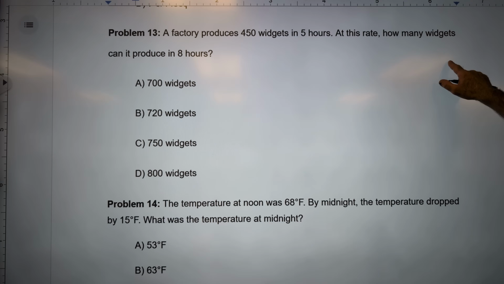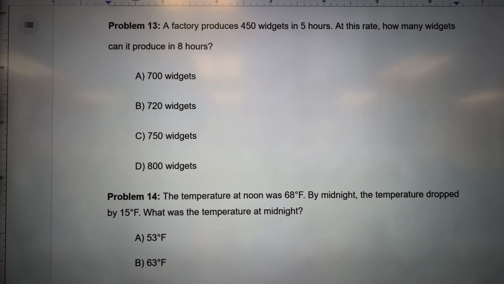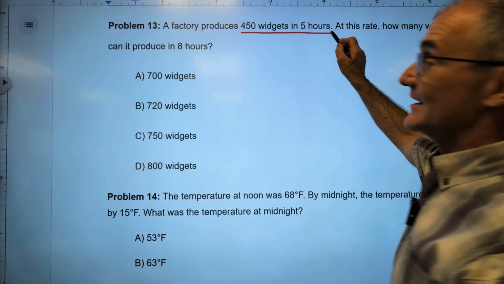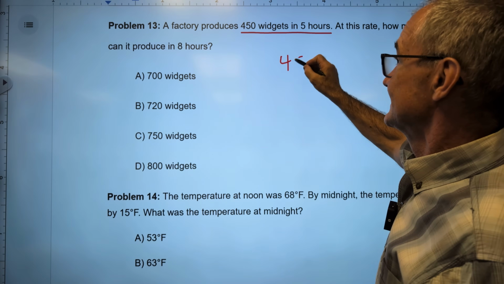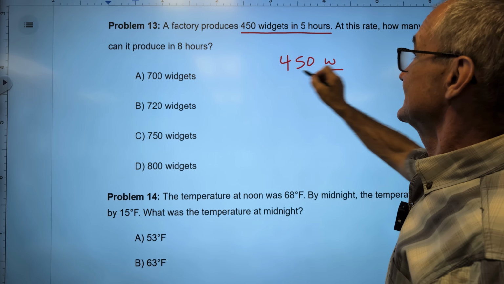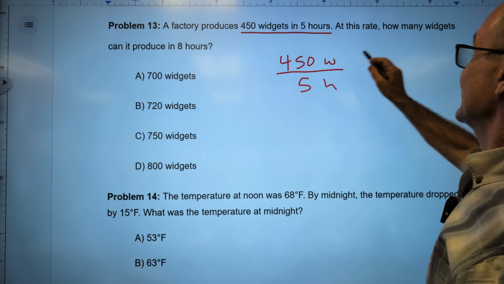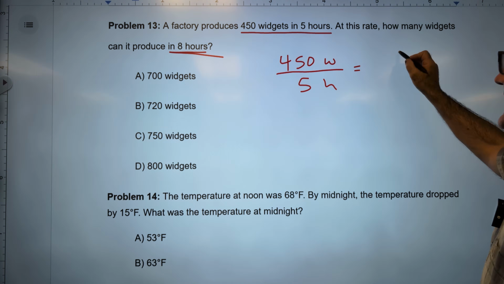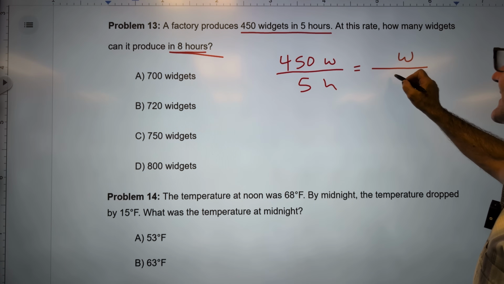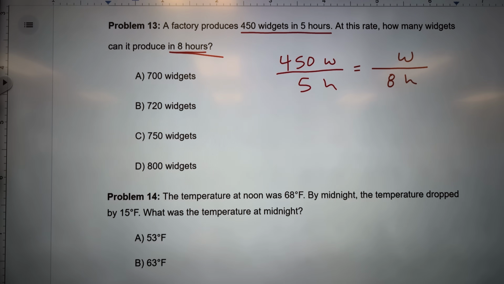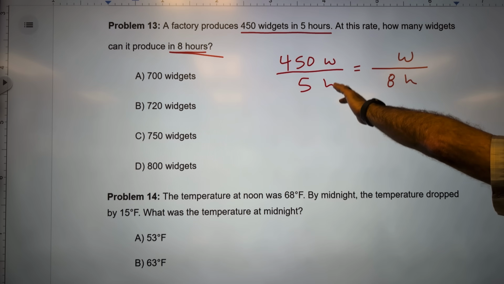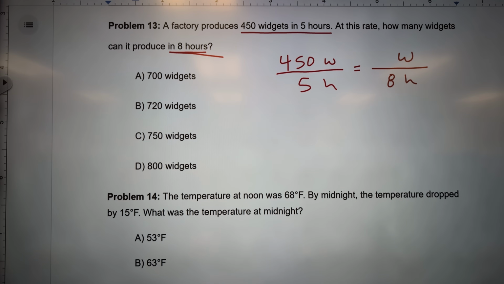Number 13. A factory produces 450 widgets in 5 hours. Hopefully you're recognizing that as a ratio, widgets in 5 hours. At this rate, how many widgets in 8 hours? So it's going to be equal to how many of these in 8 hours? I could multiply this by 8/5 if I want, multiply the top by 8/5. That's how I did it before. I think I'll do that.